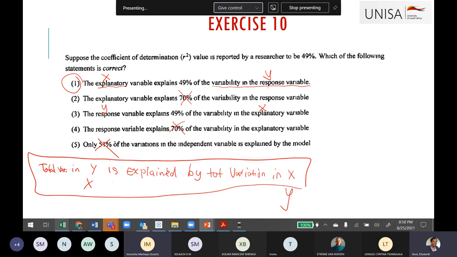Yes. So you just need to know how you define certain things, and then how to interpret it in layman's terms, in an easy way.